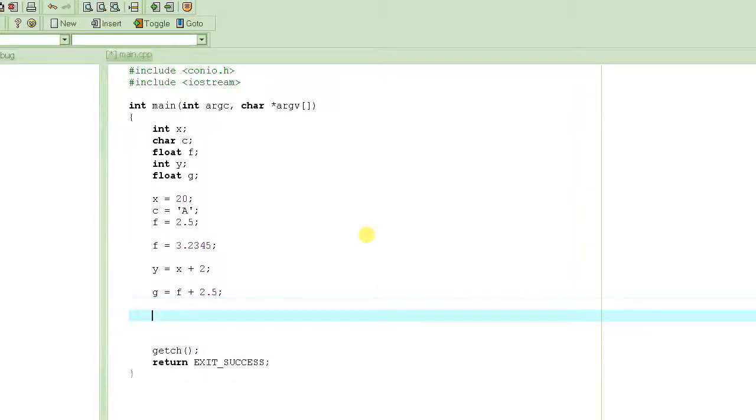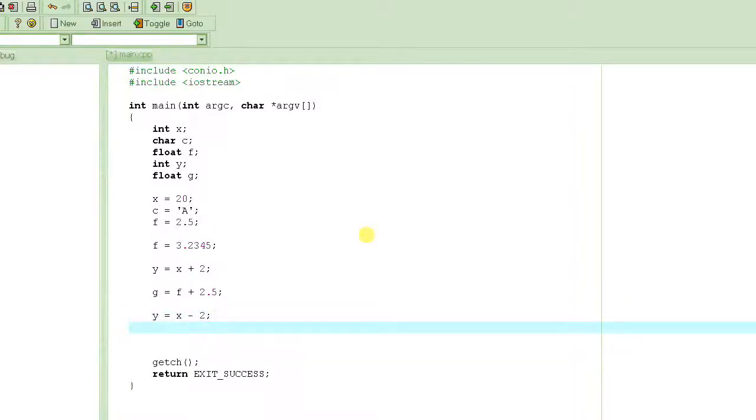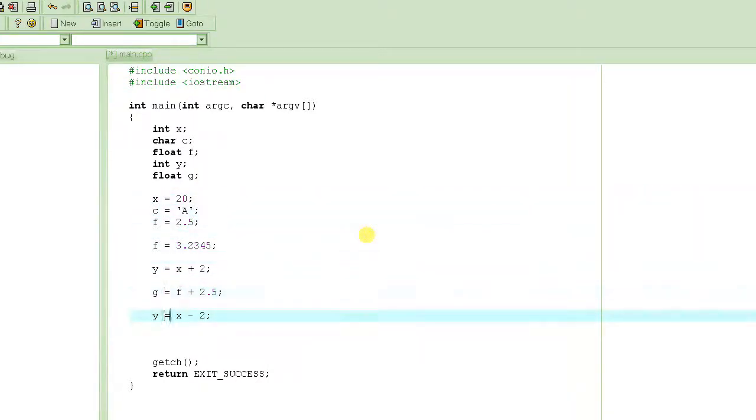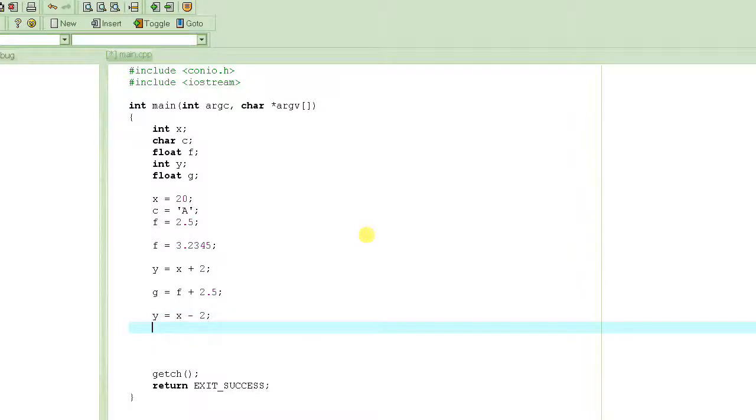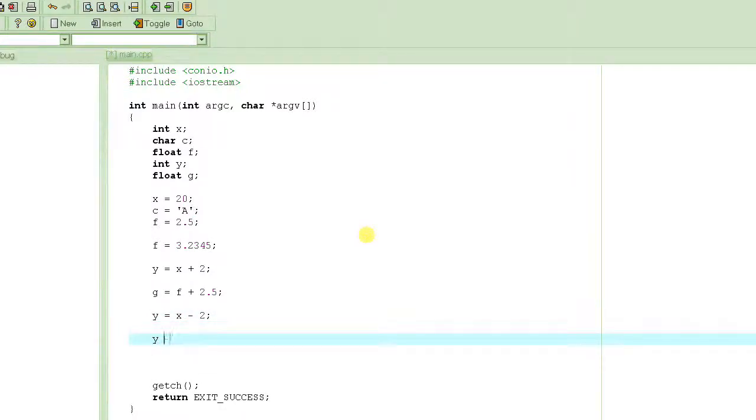So you could do y is equal to x minus 2. So what will be the value of y after that? The value of x is still 20. So 20 minus 2 is 18. Pretty simple. You could do y is equal to x multiplied by 2. Star is the multiplication sign. X multiplied by 2. What is the value of x? It's still 20. This is the last time that we set the value of x. It's 20. So 20 times 2 is 40.